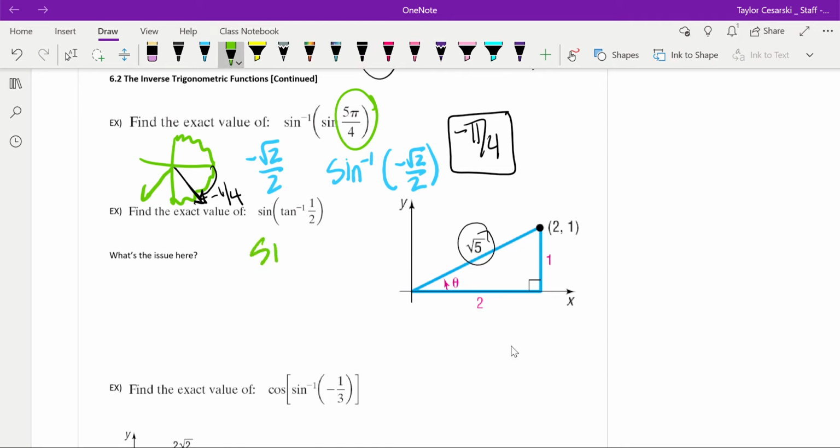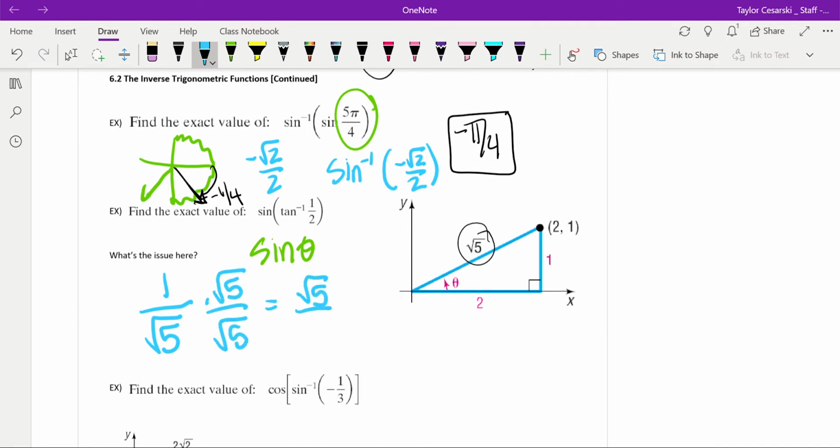So we want sine of theta. Okay, so how do you find sine of theta? It's going to be opposite over hypotenuse. So 1 over square root of 5. Again, if there's an issue with the radical being in the denominator, you can multiply by square root of 5. And you get square root of 5 over 5. And that would be your final answer.